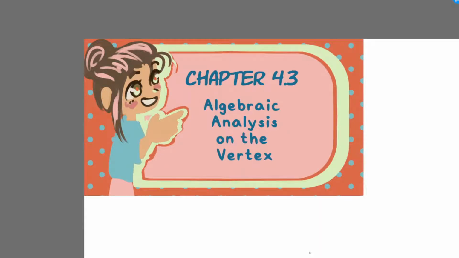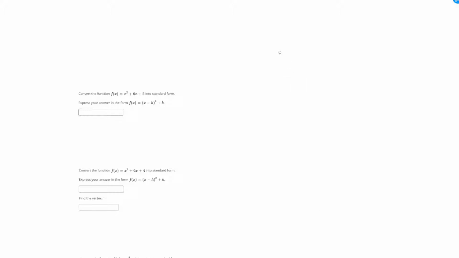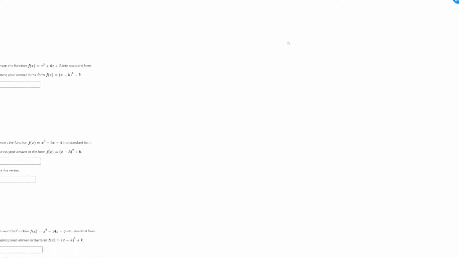Hi, so today in this video I'm going to be covering chapter 4.3, which is the algebraic analysis on the vertex. Let's just get into it. There are three major ways to find your vertex form. The book calls it standard form, I call it vertex form. We're going to compromise and call it standard vertex form. And the first way is the way that I prefer, which is completing the square.